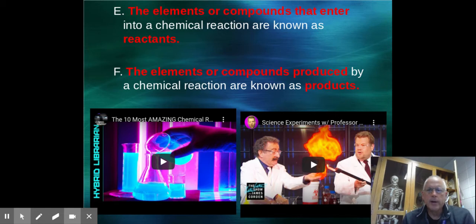But the elements or compounds that enter a chemical reaction are known as reactants. So when you see a chemical formula, you have a set of elements or compounds on the left side of the equation, and you got an arrow, and then you have the right side of the equation. That is basically reactants on the left side, products on the right side. It's very similar to 2 times 2 equals 4. 4 is the product, right? So the elements or compounds produced are called products. So this is just a little introduction to those two concepts.